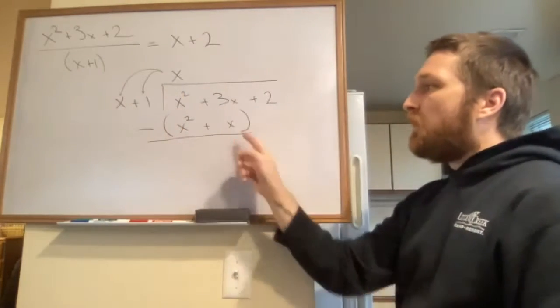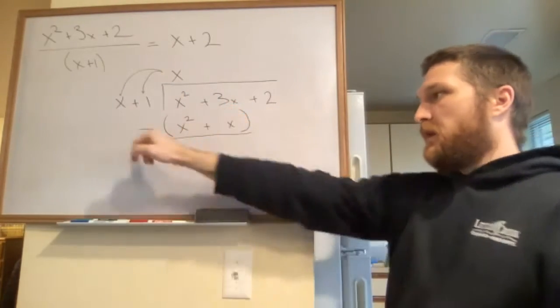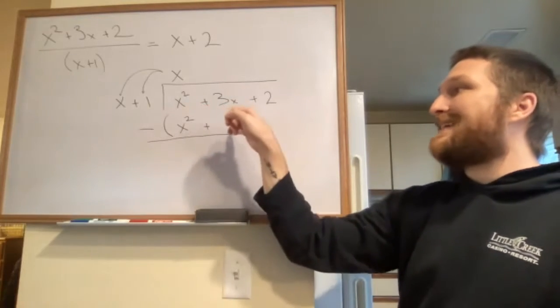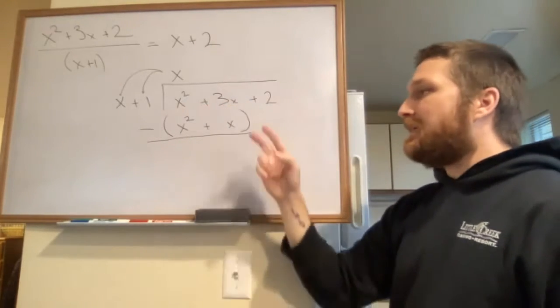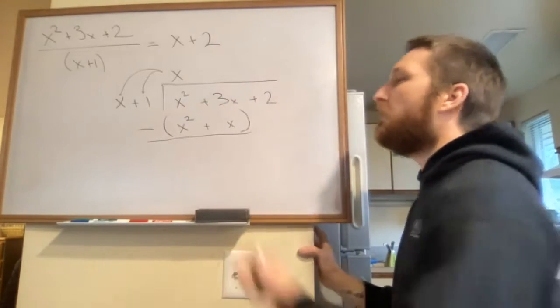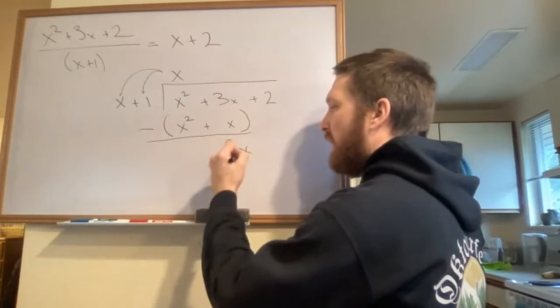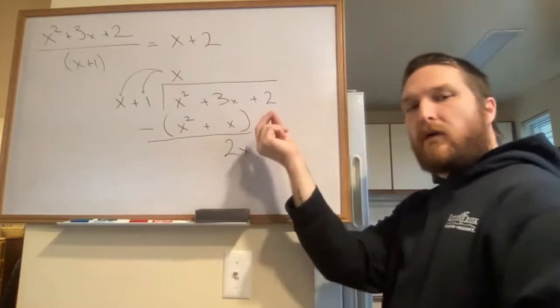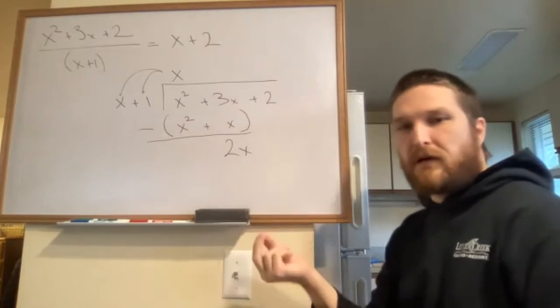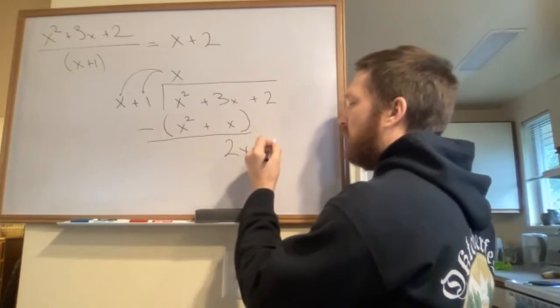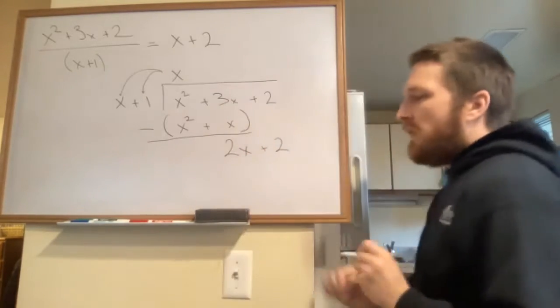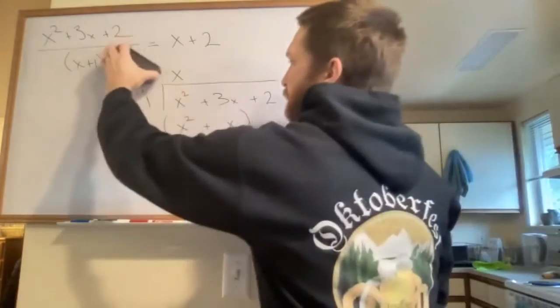Now I'm going to move over. I have 3 x's. Now that guy jumps over, minus 1x gives me what? 2x. 2 x's are left over. And just like we did before, we're going to go ahead and drop the 2. The 2 comes down. So plus 2. Now it's the exact same game.